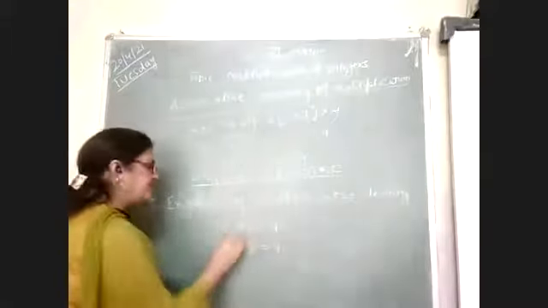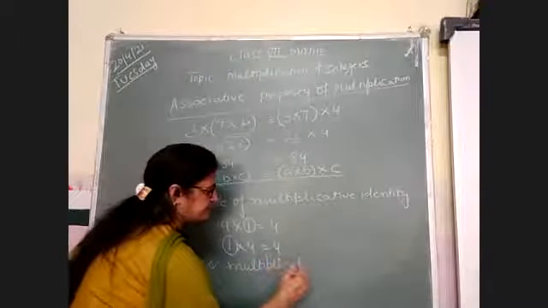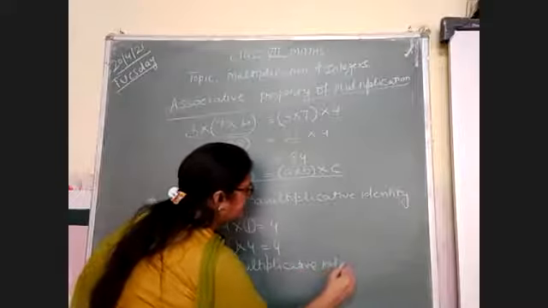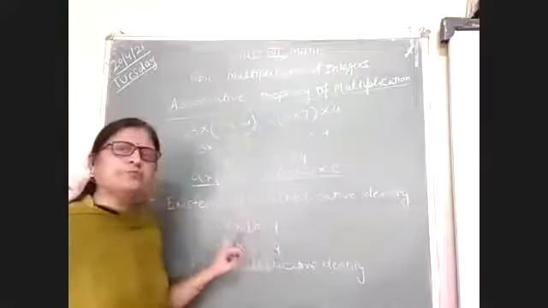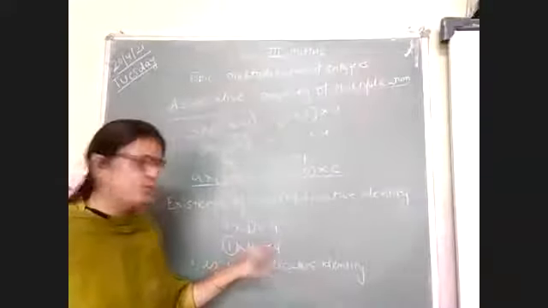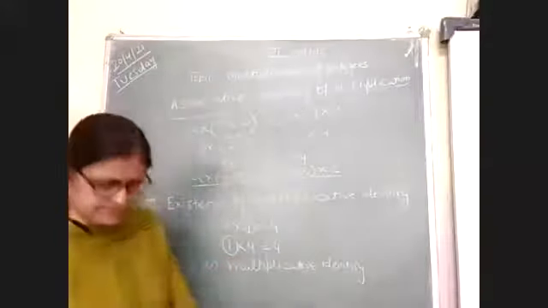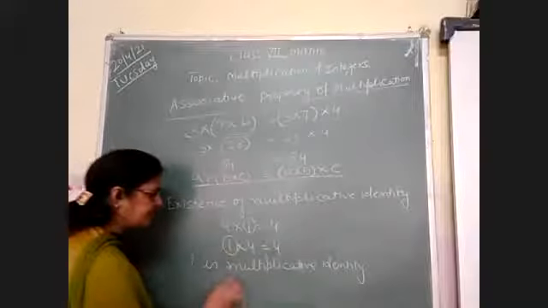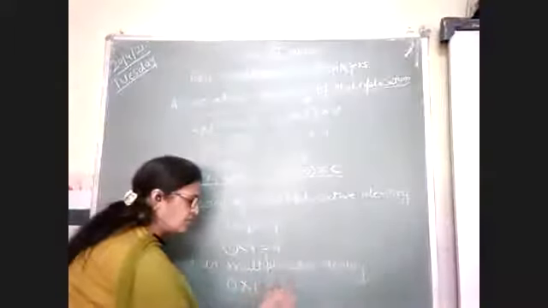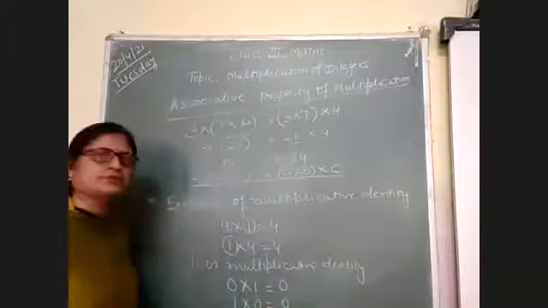So 1 is the multiplicative identity. Okay. 1 is the multiplicative identity. It means when we multiply any integer by 1, then the same number comes. Okay. 4 multiplied by 1, it is also equal to 4. And 1 multiplied by 4, that is also equal to 4. Yeah, otherwise, for example, 0 multiplied by 1, it is also equal to 0. And yeah, 1 multiplied by 0, this is also equal to 0.